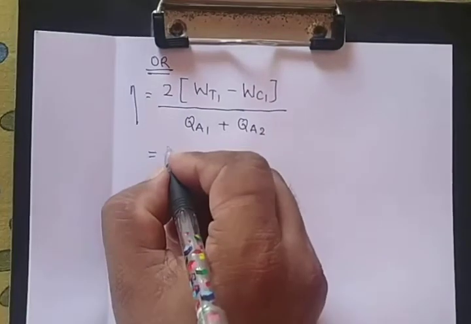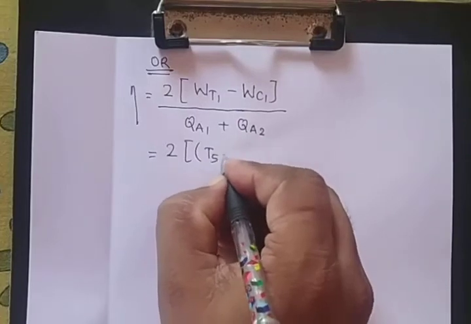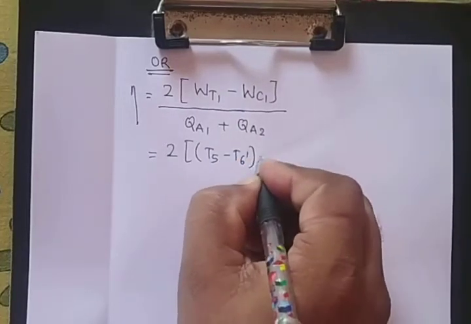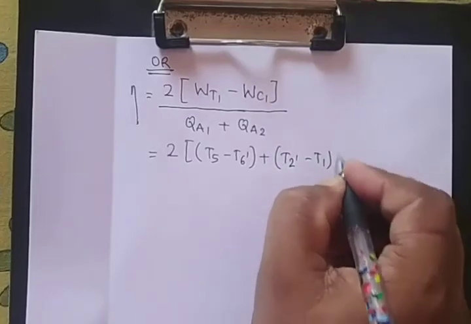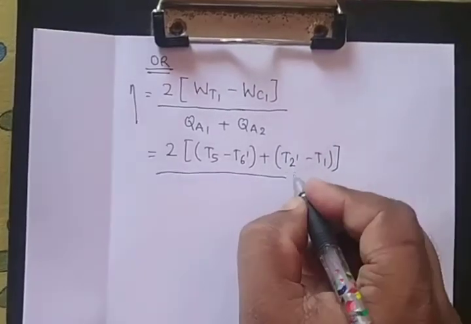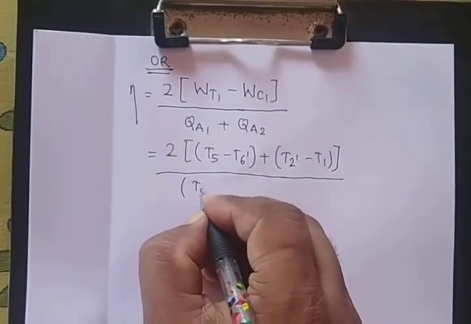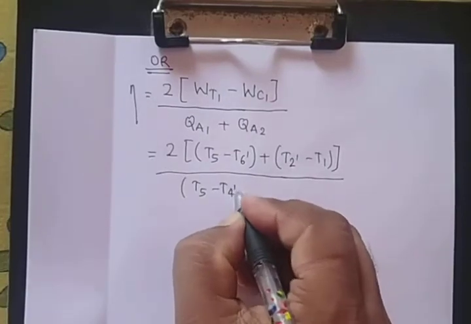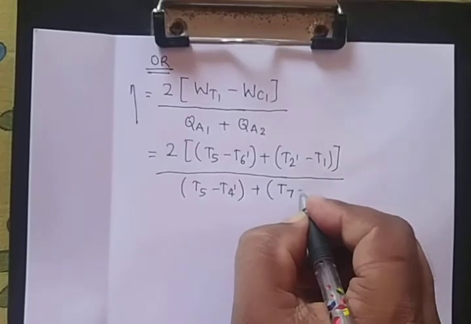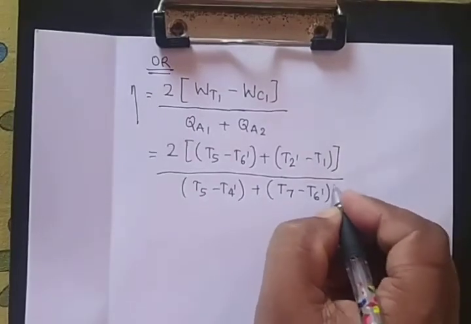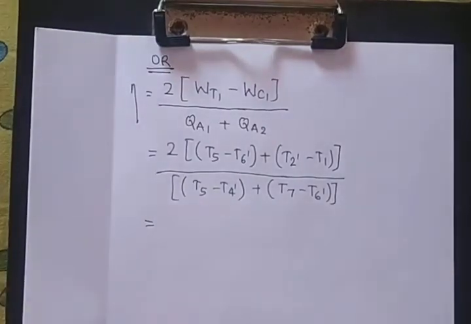So I can write this equation as 2 into bracket T5 minus T6 dash plus T2 dash minus T1 dash, that is work of compression, divided by heat added, that is T5 minus T4 dash plus T7 dash minus T7 minus T6 dash. So with these temperatures also you can substitute and find out the efficiency.